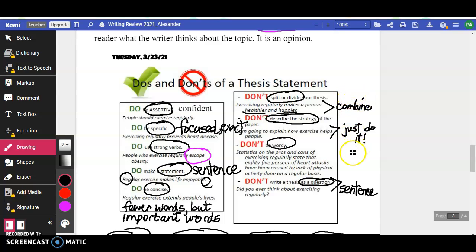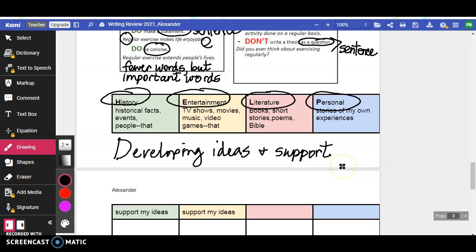Now, the second part of our discussion today is about the HELP strategy, which is useful for developing your ideas and your support for your essay.